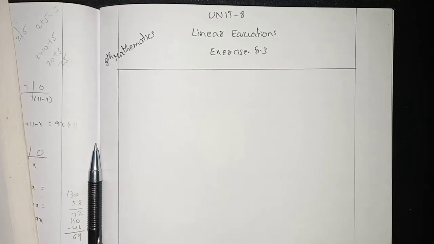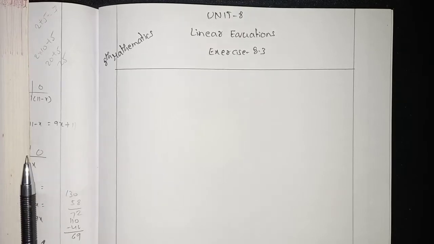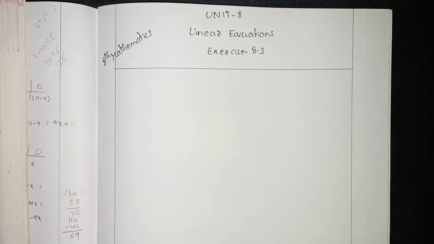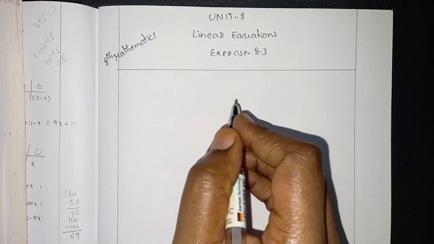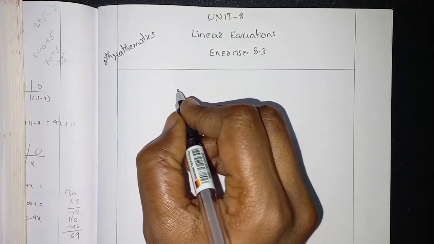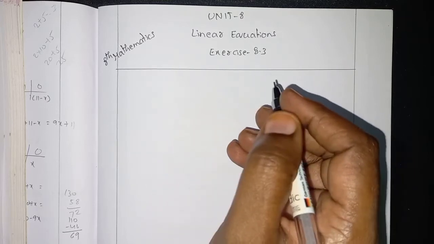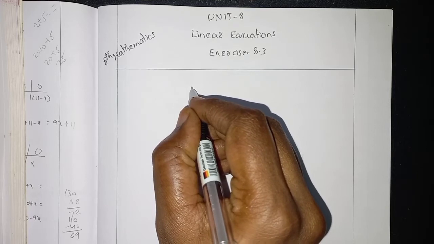Hi students, now we are watching 8th class mathematics, exercise 8.3. The exercise 8.3 deals with the cross multiplication of equations. Why do we use cross multiplication? To simplify and to reduce the equations to the linear form. Generally, equations used to have x to the power 2, x to the power 3, anything, right? But linear equations have the power of 1 only.